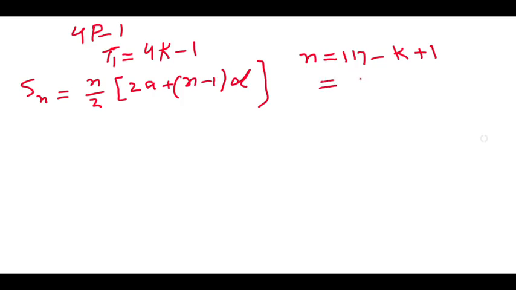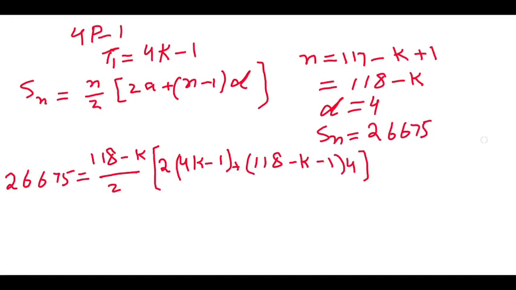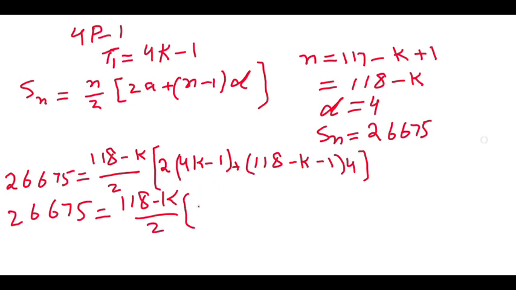So we're going to simplify. The answer is going to be 118 minus k. So we got n also, and we got d also, which is 4. Now we're going to substitute everything into this formula. And you must remember Sn is already given to you, that is equal to 26,675. First simplify the constant values in the equation. So it's going to be 26675 is equal to (118 minus k) over 2, times (8k minus 2), since 2 times 4 is 8. I'm going to simplify now.